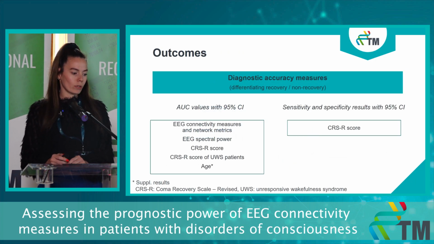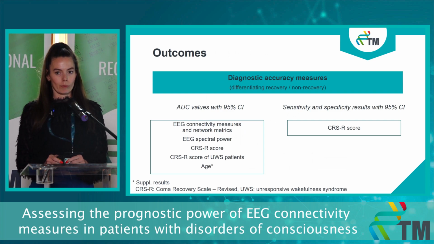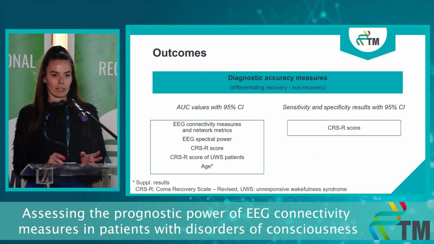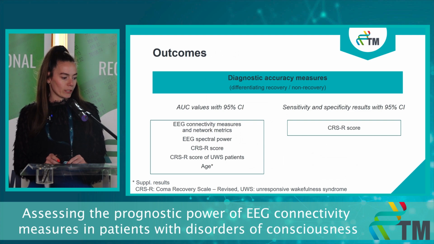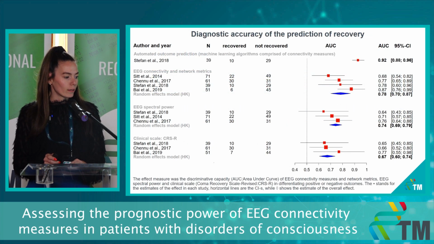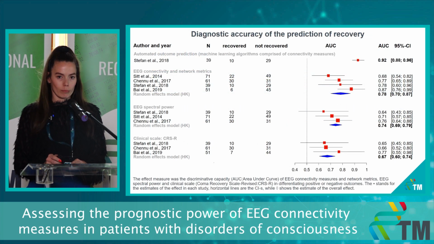What were our outcomes? Our outcomes were all diagnostic accuracy measures, which could differentiate recovery and non-recovery patients. I could extract AUC values of EEG connectivity measures and network metrics. We could calculate this for spectral power, for the CRS-R score, and also for age. And we could calculate the sensitivity and specificity results of the CRS-R score. These are my main results of the meta-analysis.